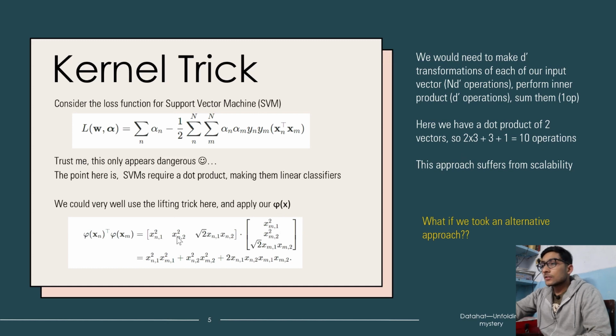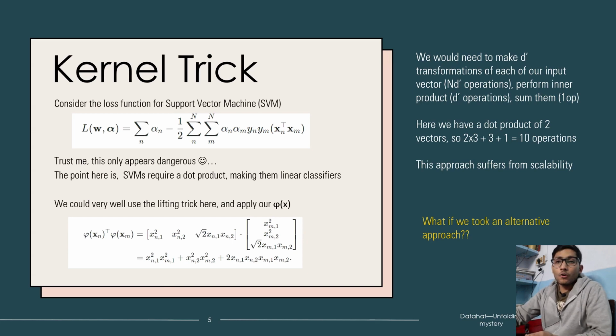We had 6 transformation operations, 3 inner product operations, and 1 summation operation, which equals 10 operations for just this one particular one, for these specific 2 data points. Okay, so we'll have 10 operations. Now the problem with this approach is scalability. What if you want to scale it up? It would be very challenging in terms of the computational resources that you require.